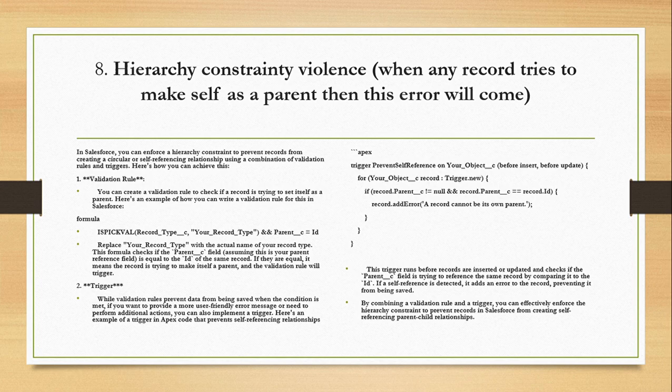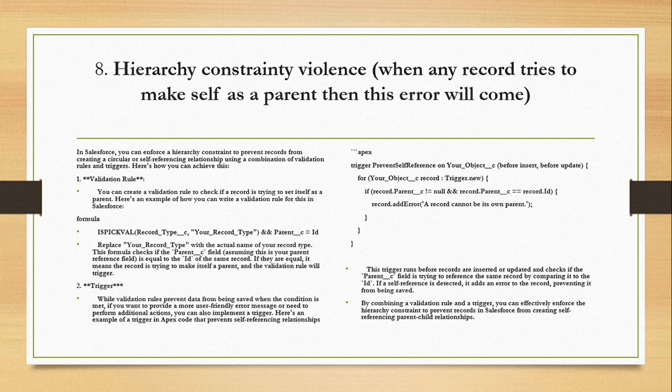Hierarchy constraint violation: when any record tries to make itself a parent, then this error will come. So in Salesforce, you can enforce a hierarchy constraint to prevent records from creating a circular or self-referencing relationship using a combination of validation rules and triggers. Here you can achieve this like: you can create a validation rule to check if a record is trying to set itself as a parent.